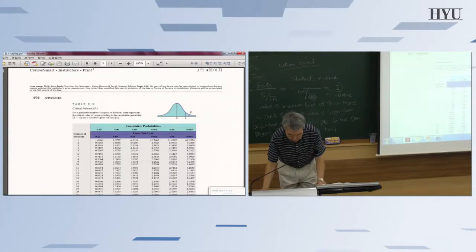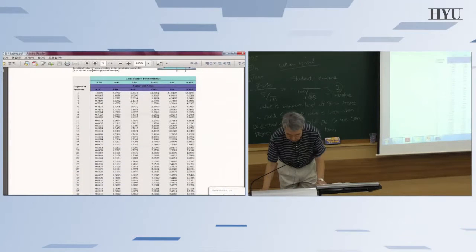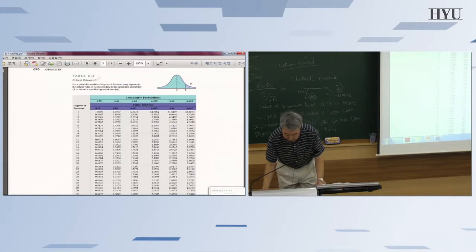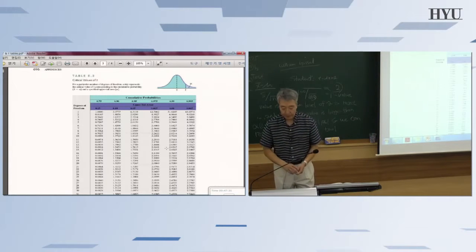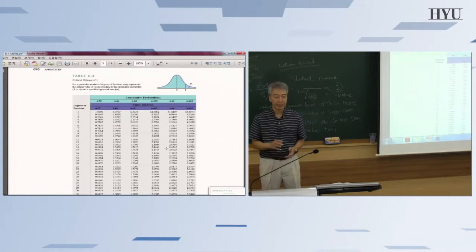All right, let me show you what the T table looks like. Here's a T table. If you look at this illustration, the numbers you are seeing here are actually T-scores.